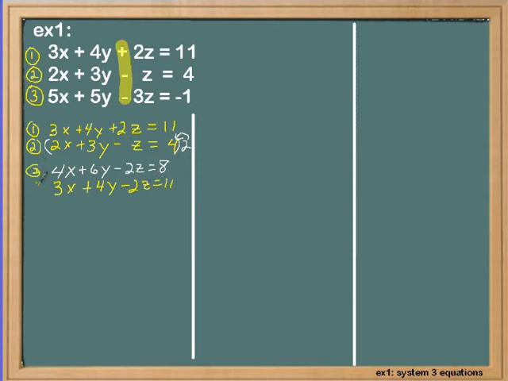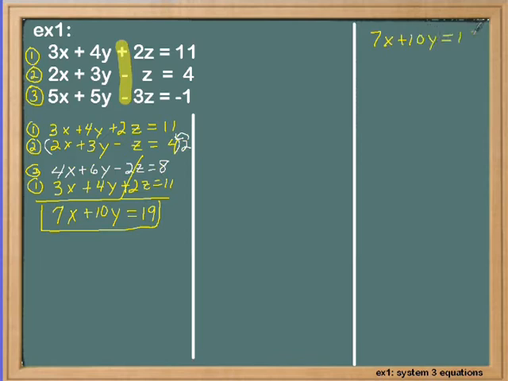So here you have it, that's my 2 and my 1. And now I'm going to go ahead and eliminate the z's. That was a plus in my equation 1. So negative 2z, positive 2z eliminates. And now I just combine, or just add, if you will. So 4x plus 3x is 7x. 6y plus 4y is 10y. And 8 plus 11 gives me 19. I'm going to take this equation and put it off to the side, up here on the right hand side: 7x plus 10y equals 19.